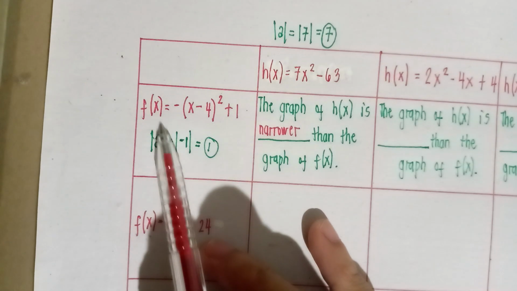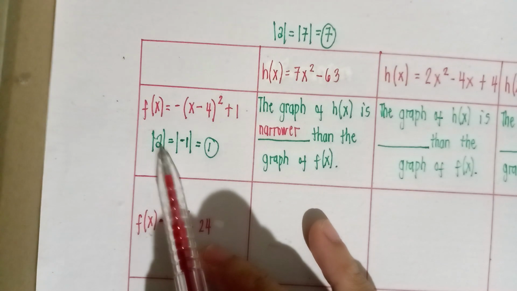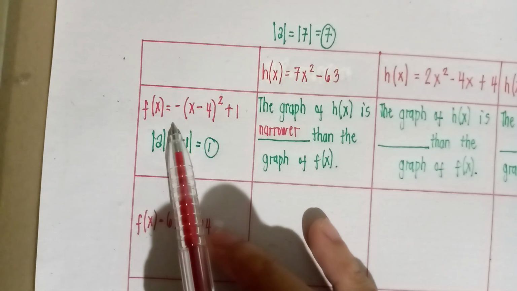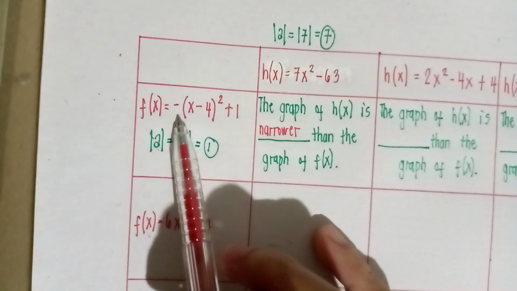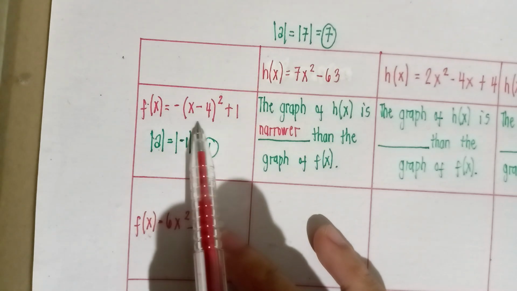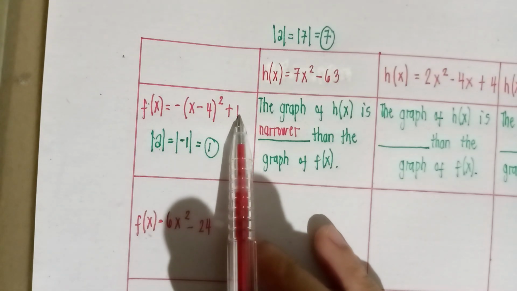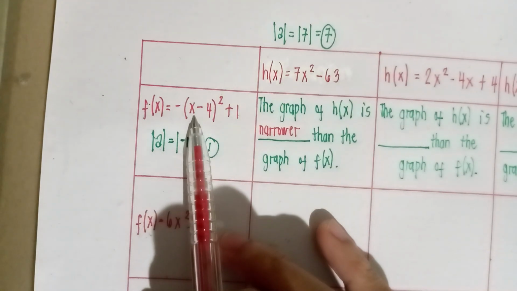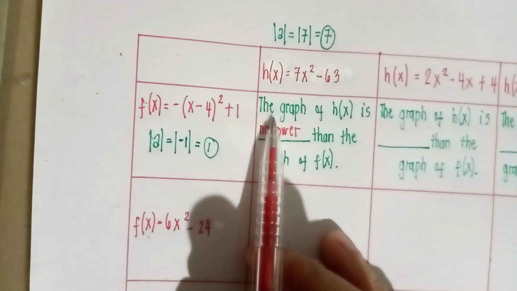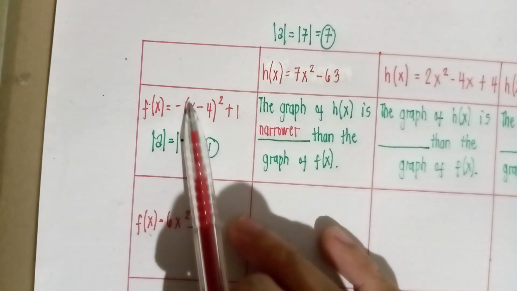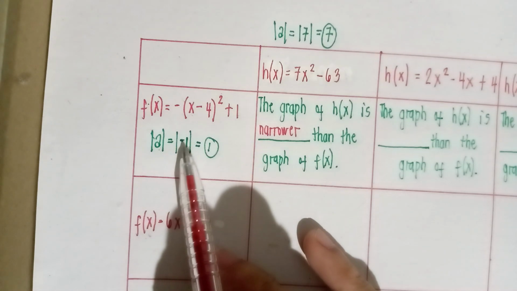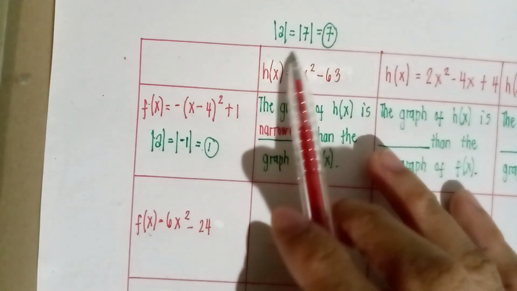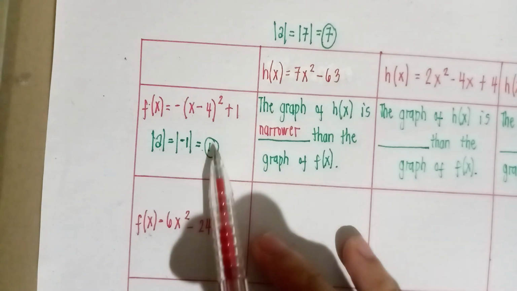Next, for the absolute value of a, since a here for the f of x is negative 1, and as you can see, this quadratic function is in vertex form. Remember, the vertex form of a quadratic function is f of x equals a times the quantity x minus h to the power of 2 plus k. So a is here, and that is negative 1. We substitute: the absolute value of negative 1 is positive 1.